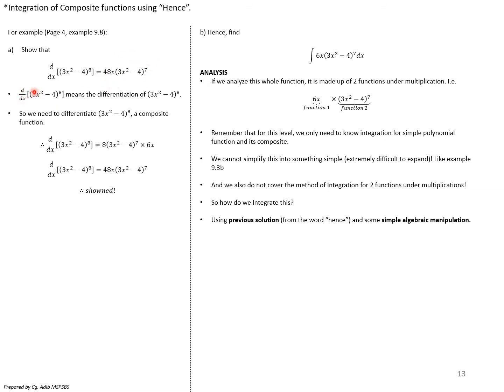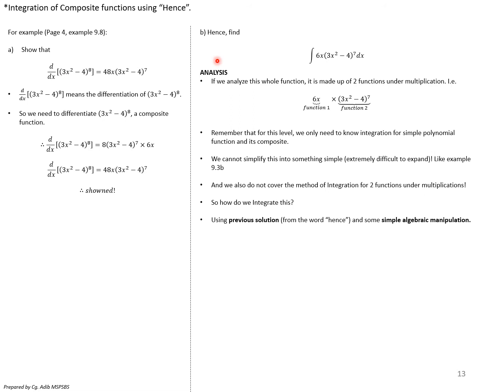So d over dx of bracket 3x squared minus 4 bracket to the power of 8 means the differentiation of this function. This is just another way of writing differentiation, so make sure you understand it. Basically we need to differentiate (3x squared minus 4) to the power of 8. This is a composite function. The differentiation of this function equals this; you simplify it and you get this. So these are the same answer, shown. Sometimes they don't ask you to show, they just ask you to find it, so it can be one of those two. So part A is quite easy.